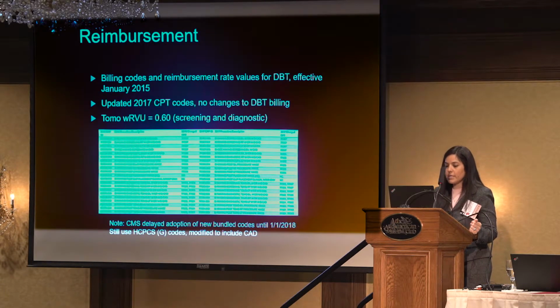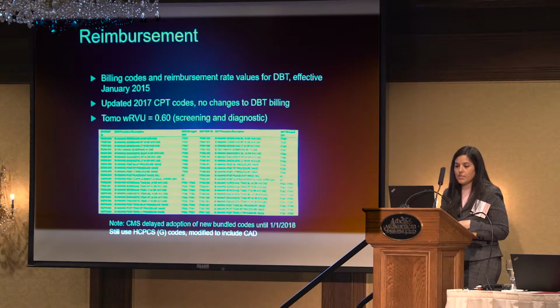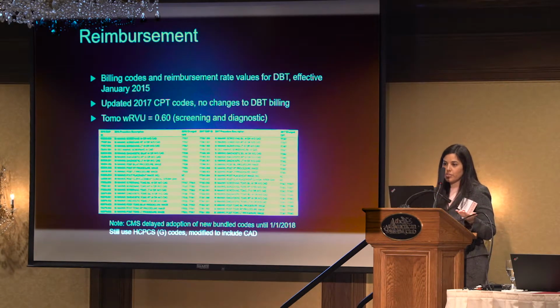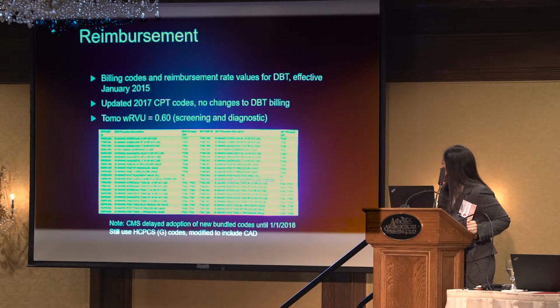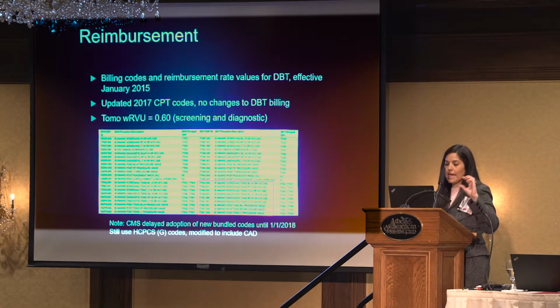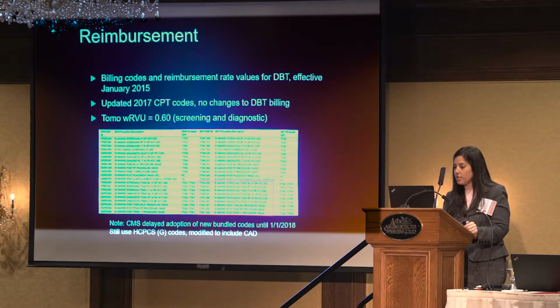Billing and reimbursement. These billing and reimbursement rate values were created for DBT in January of 2015. They were updated in 2017. There was really no change to DBT billing, but for screening mammography in general, CAD was added, whether or not you use it. It's with or without CAD. So these new codes exist. However, it's still an add-on code. So the work RVU for tomo is 0.6, which is added on to the screening code or the diagnostic code.